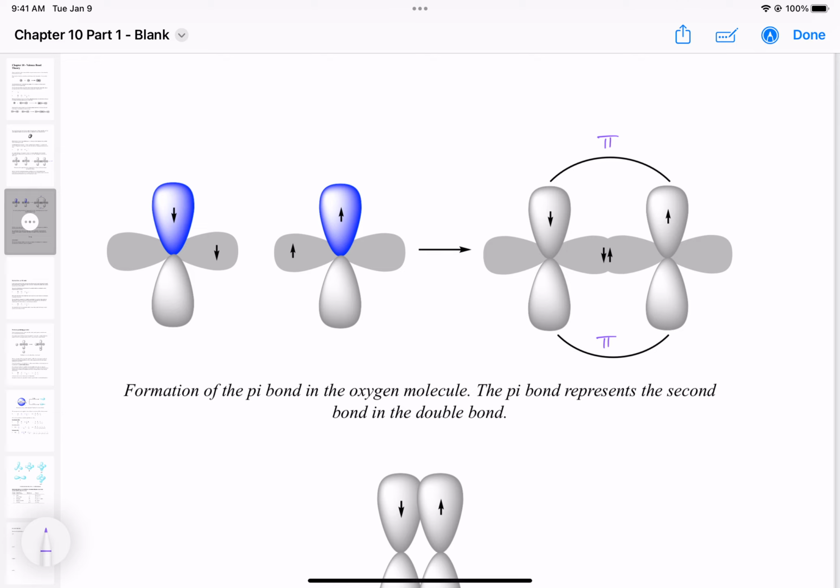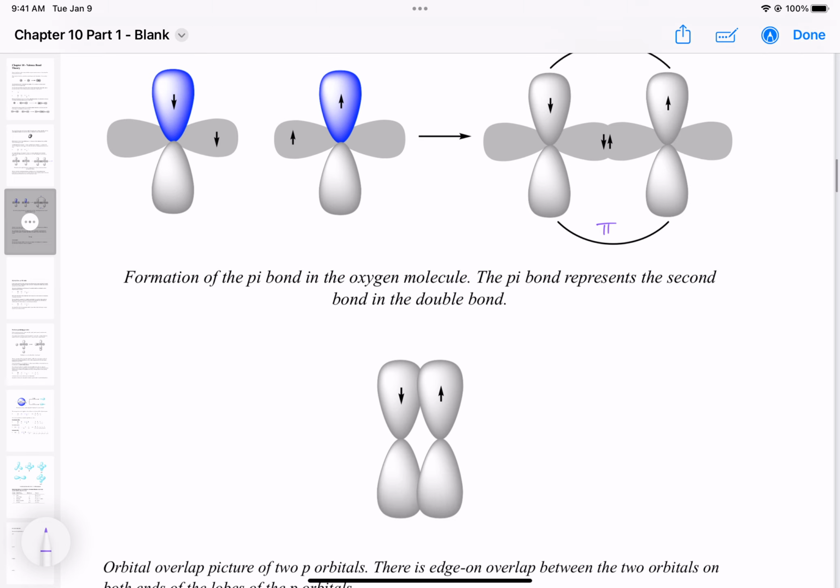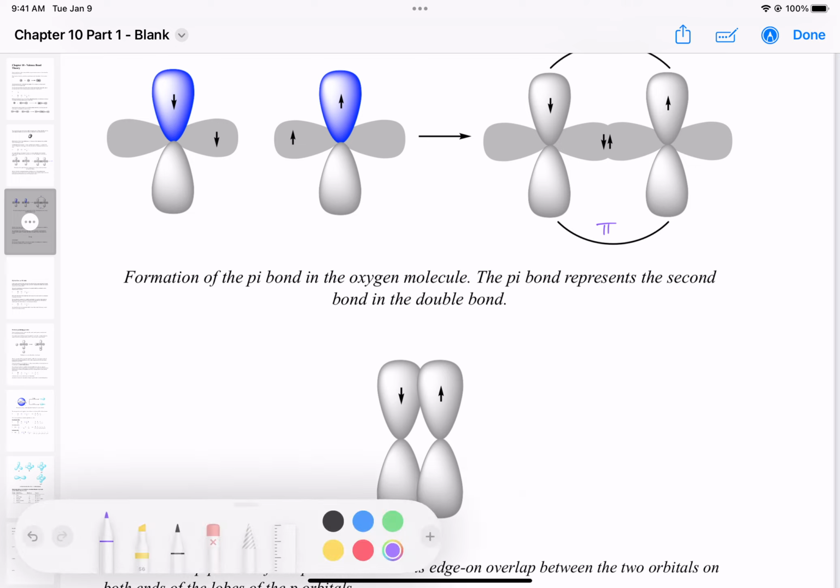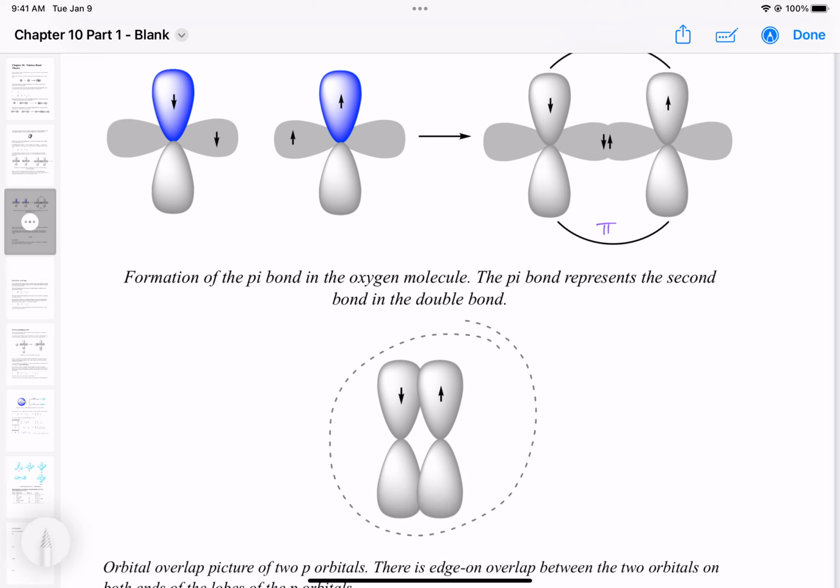And then if we look down here in a simpler picture, this is what the interaction is saying. If we isolate the p orbitals here, we see the side-by-side overlap. And that overlap is not going to be as great as here, but it's still an interaction that's important. And that gives rise to the strength of some bonds of some molecules.